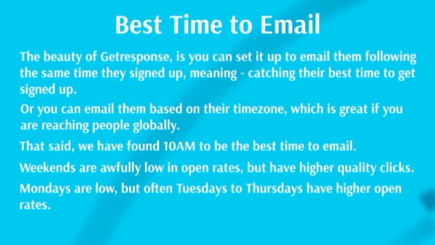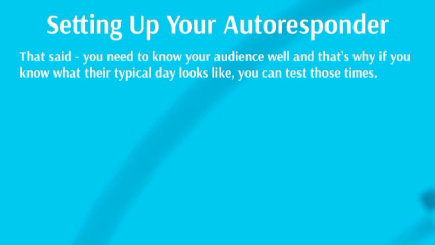Now, if you want, you can go to Google and type in the best time to email your audience in a specific niche, and you might actually get that data, because a lot of the email autoresponder services out there will collect this data and provide that to you. Like I said, at the end of the day, you don't really know unless you really know your audience and what their typical day looks like.